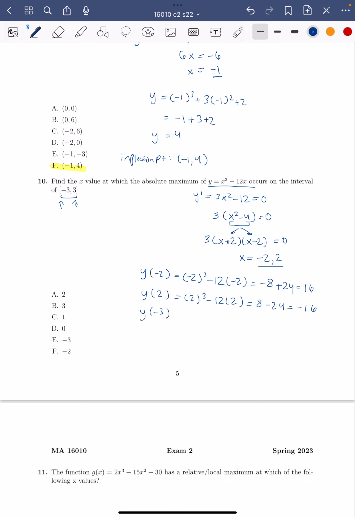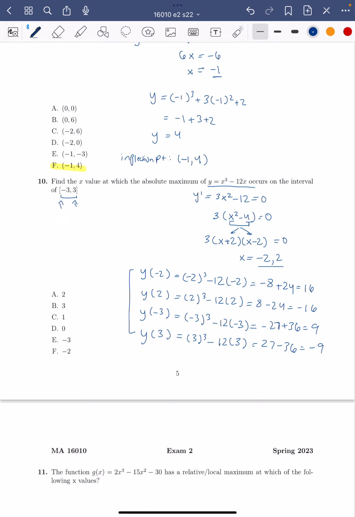Y of -3 equals -3 cubed minus 12 times -3, which equals -27 plus 12 times 3 is 36, which gives us 9. And then y of 3 is 3 cubed minus 12 times 3, which equals 27 minus 36, or -9. So these are all of our critical points or places there could be an absolute maximum, essentially.